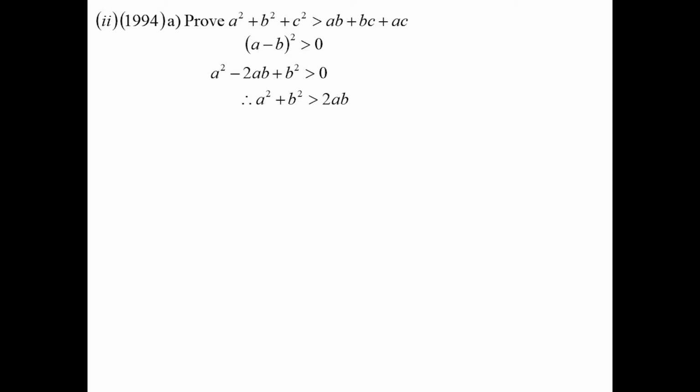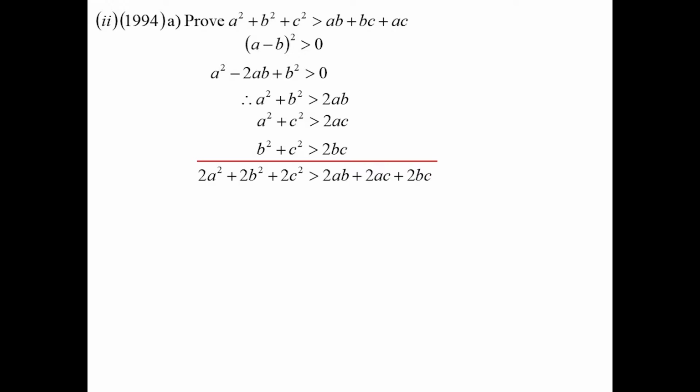So it would also be true then that a squared plus c squared is greater than 2ac, b squared plus c squared is greater than 2bc. If I treat them like simultaneous, I suppose we'd call them simultaneous inequations, 2a squared plus 2b squared plus 2c squared, well, I can divide everything by 2, and there's our relationship. You may well have seen that before. As I say, it's quite an old question now. It comes up a lot in different textbooks and things like that.